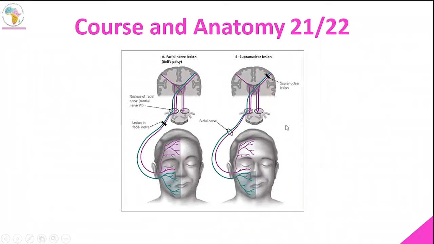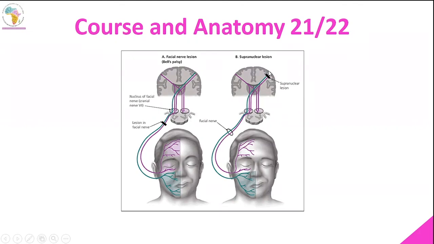Okay, so the reason is because we have different nuclei for the facial nerve. There are nuclei that project motor fibers to the inferior component of the face, and there is also a nucleus that sends innervation to the upper portion of the face. These nuclei are supplied by motor fibers from the contralateral and ipsilateral side.